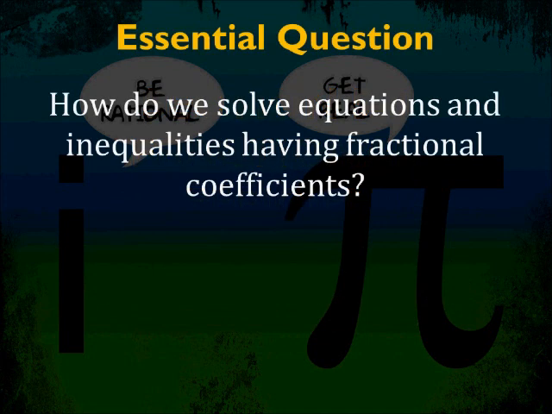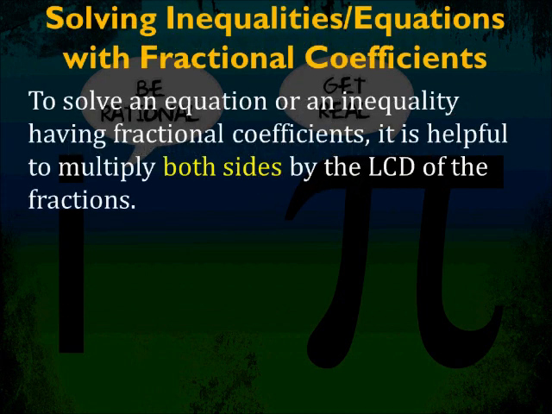How do we solve equations and inequalities having fractional coefficients? To solve an equation or an inequality having fractional coefficients, it is helpful to multiply both sides by the LCD of the fractions, the least common denominator. Yesterday, when we were doing complex fractions, we would multiply the top and bottom by the least common denominator of all the fractions to eliminate the denominators. Today, you will be doing the same thing, except you'll be doing it on both sides of the equal sign.